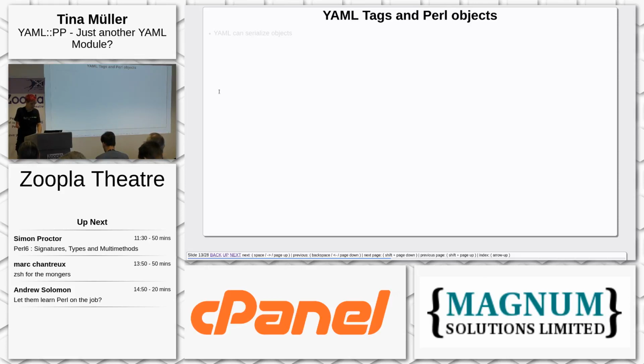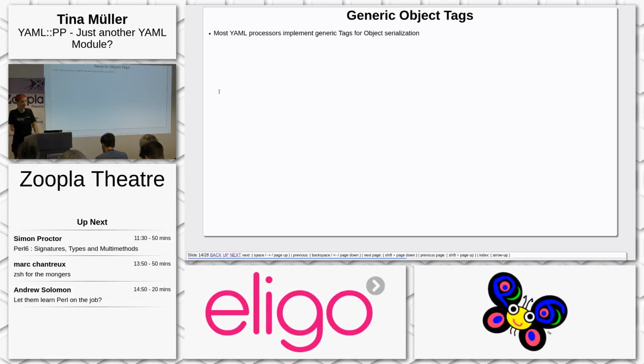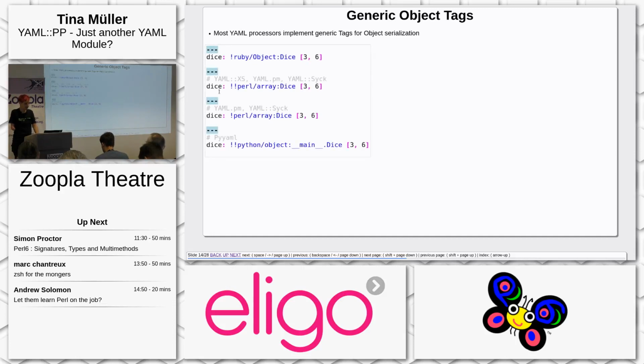And then there's YAML tags. You probably don't see tags very often when you work with YAML. Who knows YAML tags? Okay. So you can serialize objects with that, for example. And most YAML processors implement some kind of generic tags for object serialization. This usually looks like that.